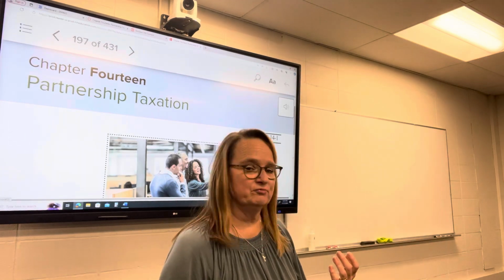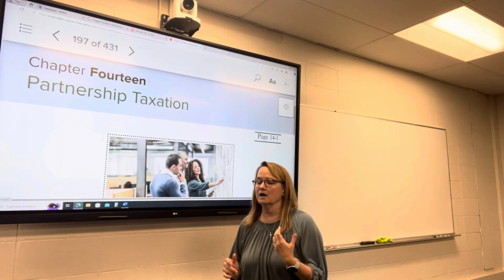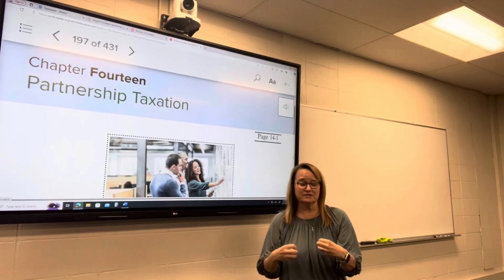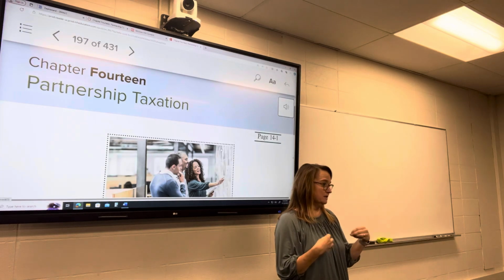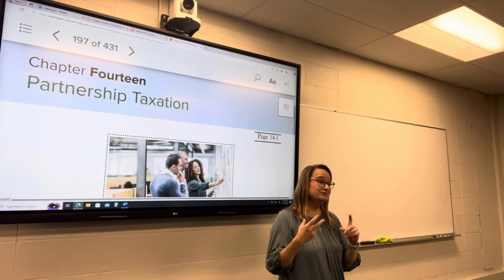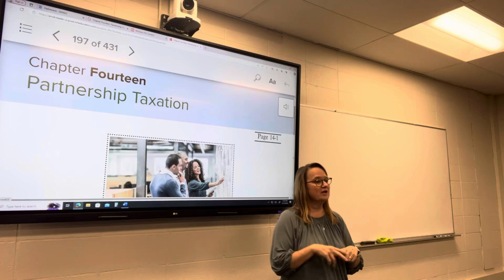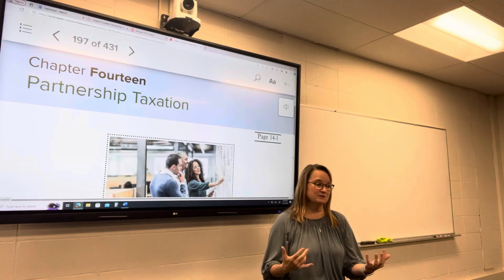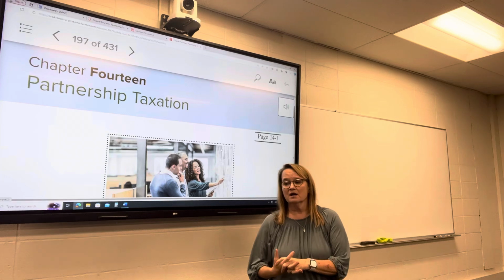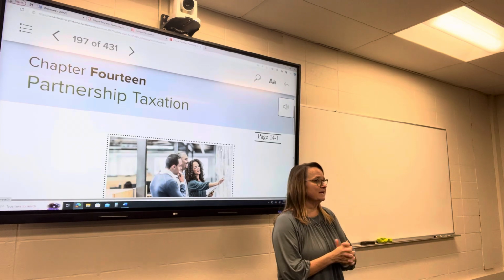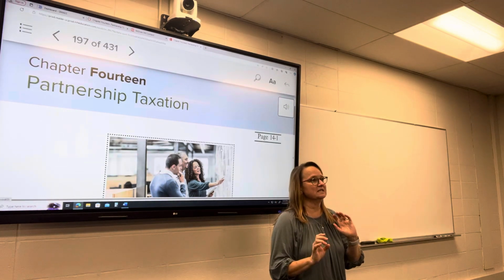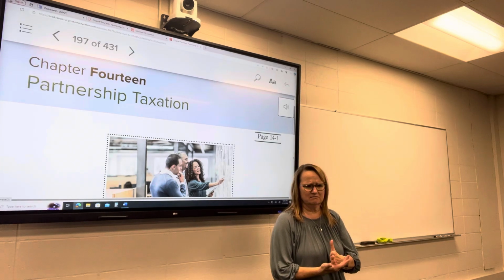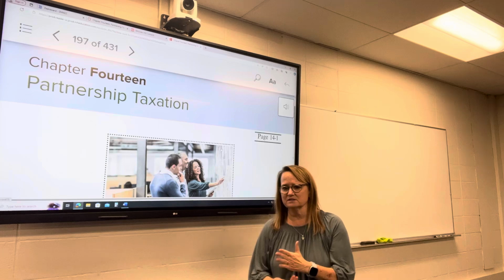And I don't know if you've read the chapter yet or not, but we're going back to the idea of basis, and we have two different types of basis for partnerships, called inside and outside basis. So there's a little bit of an extra complication there. Like I said, it's simple but not easy. Maybe that's the best way to describe it.